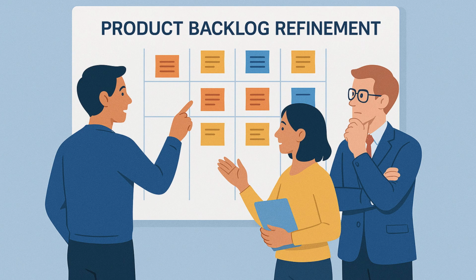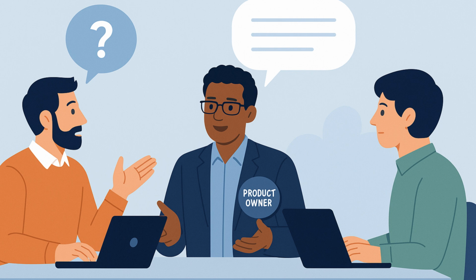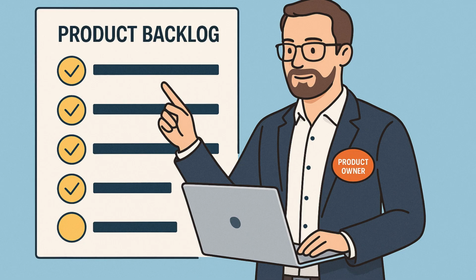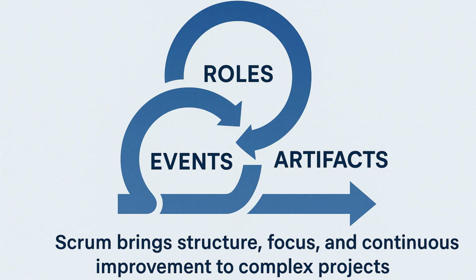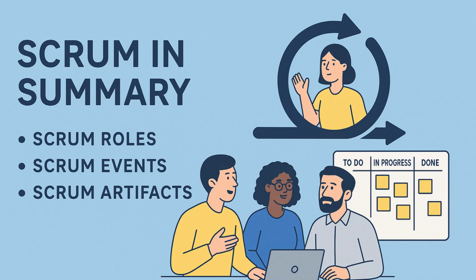This occurs every sprint to ensure the backlog is ready. The product owner, Scrum Master, and team collaborate to clarify upcoming stories. Complex stories may be broken into smaller stories or estimated using story points. Scrum brings structure, focus, and continuous improvement to complex projects. By understanding its roles, events, and artifacts, teams can deliver value incrementally and adapt quickly to change.